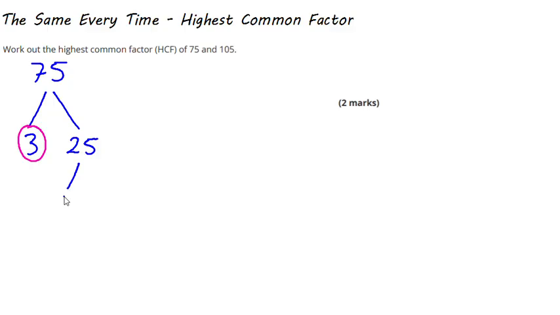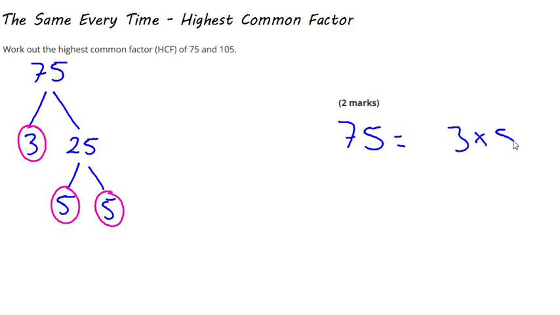25, two numbers that multiply to make 25. Well, 5 times 5 is 25, isn't it? And that's quite convenient because 5 and 5 are both prime numbers. So I'm going to write 75 as a product of prime numbers. So 75 is going to be equal to 3 times 5 times 5, so 3 times 5 to the power 2.